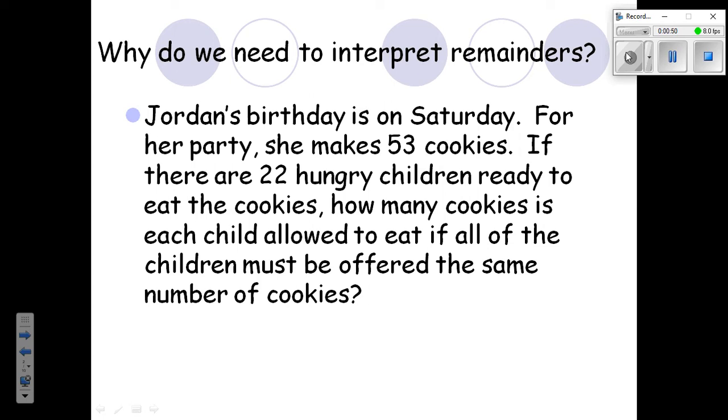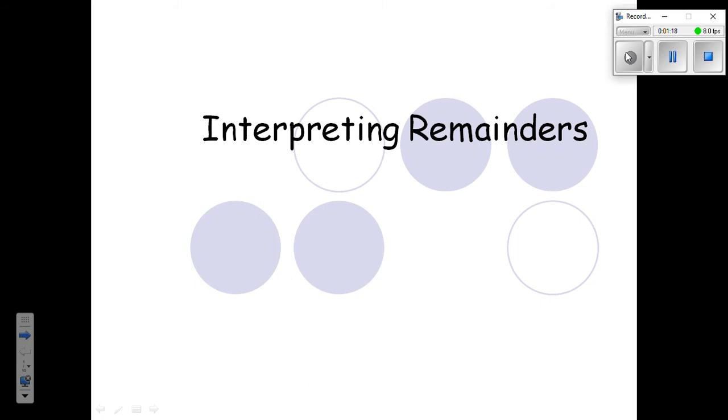Let's look at this one. Jordan's birthday is on Saturday. For her party, she makes 53 cookies. If there are 22 hungry children ready to eat the cookies, how many cookies is each child allowed to eat if all of the children must be offered the same number of cookies? Well, let's see. This is a division problem, and we know that because we're starting with a total.